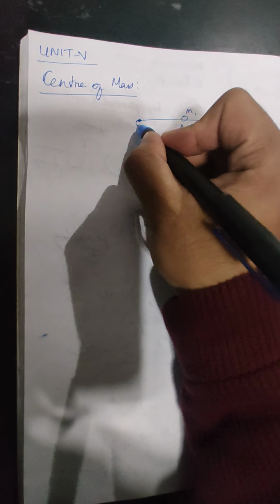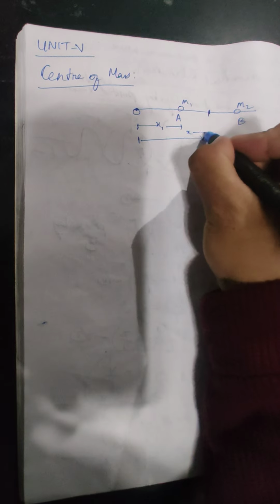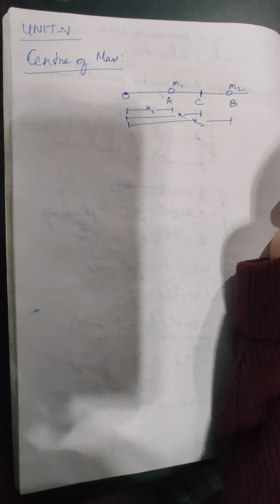Now consider two objects having masses m1 and m2, and let the center of mass be this point. Let the object A have mass m1 and let the object B have mass m2, and the center of mass will be this one. So we will take the origin O. The distance of the object A from this O, let it be x1, and the distance of B from the origin is x2, and the distance of the center of mass is x. Let this center of mass be C.